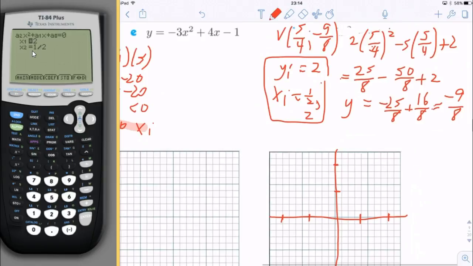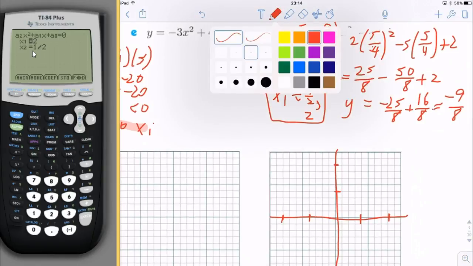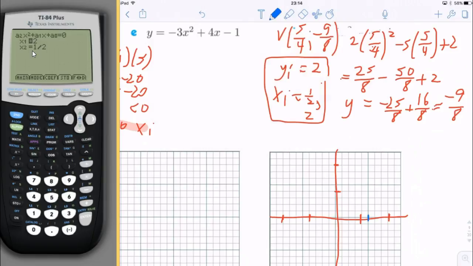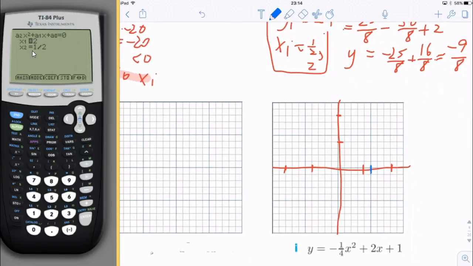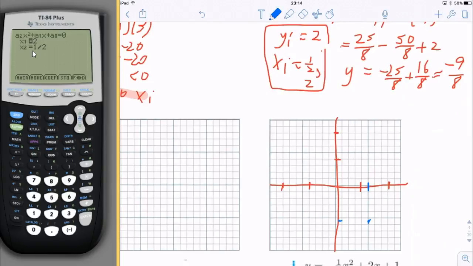And so the vertex is at 5/4, which is about here, and negative 9/8, which would be here. So the vertex is here, and then I'm going to find the y-intercept at 2, so the y-intercept is here, and the x-intercepts are at 2 and 1/2, so it would be here and here. Now let's connect those and make a parabola out of them. Okay, something like that.